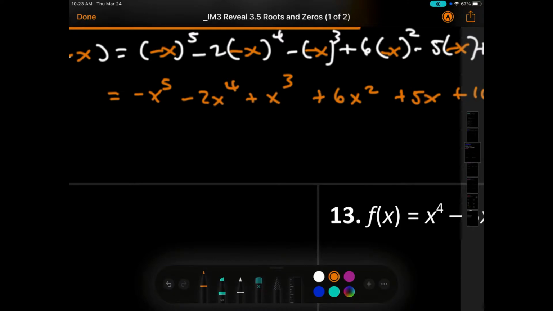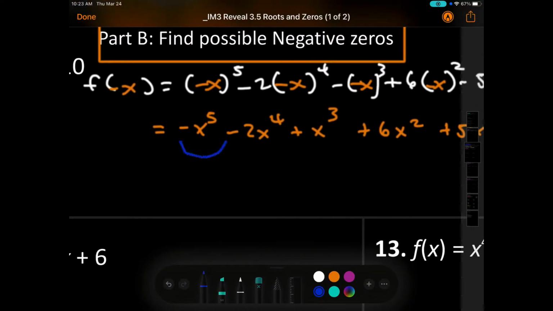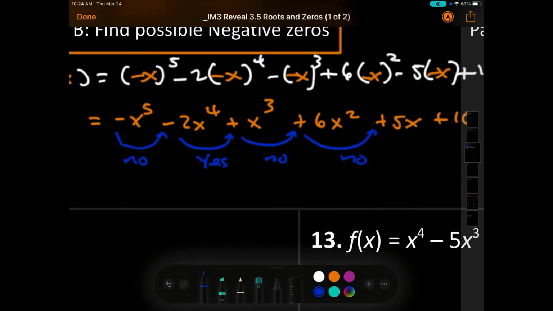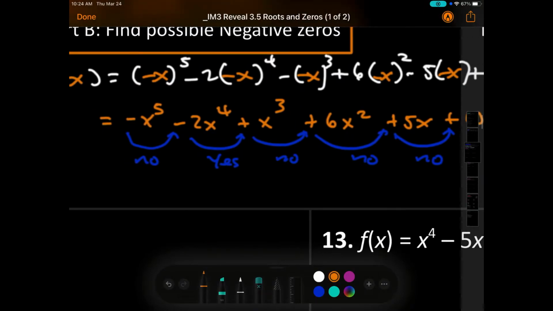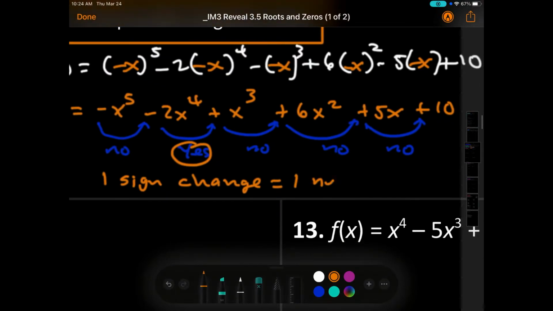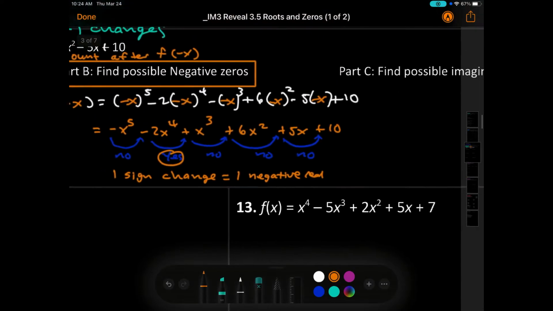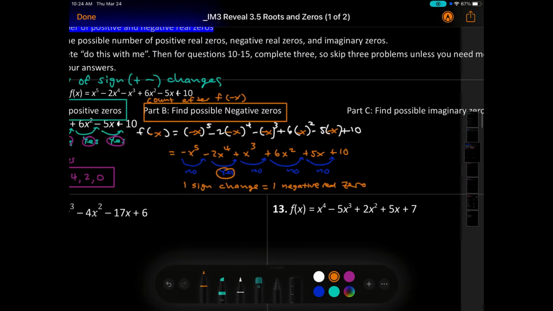And then we're just going to do the same thing, we're going to count the changes. So this would be a no, yes, no, no, and this would be a no. So here you'll see that there is only one sign change, which basically tells us that there is one negative real zero. Let's put a box around that.